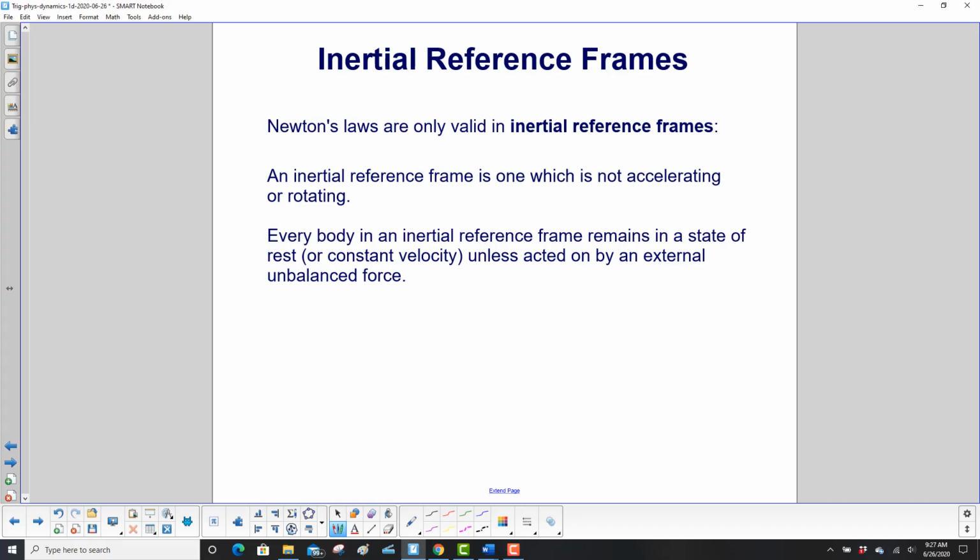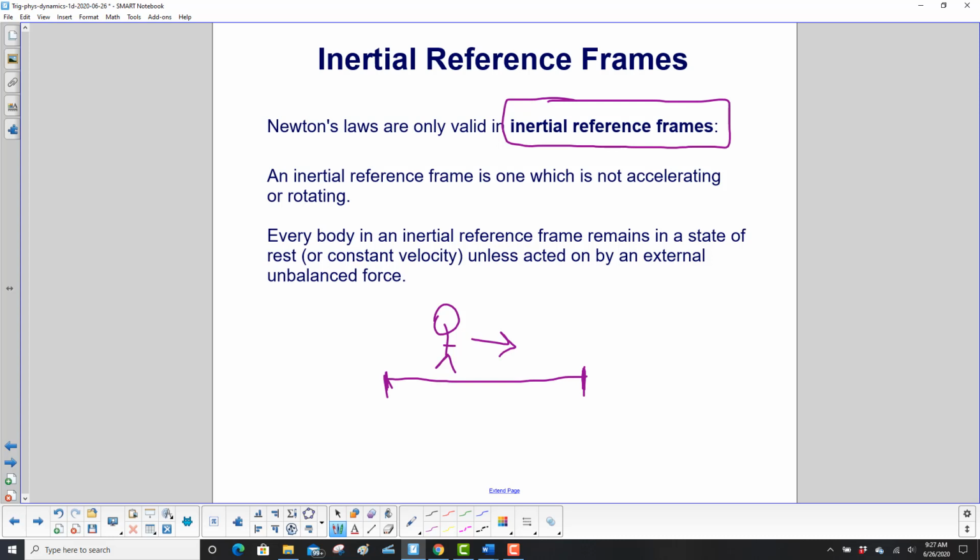Newton's laws are only valid in inertial reference frames. And we've only shown one law, and we haven't even talked about reference frames yet. But an inertial reference frame is one which is not accelerating or rotating. And all a reference frame is, let's say you're walking down the street. We can say the reference frame is the ground. And relative to the ground, your position can be discussed. And also your motion, your velocity and your acceleration can be discussed. So that's a reference frame. It's just something you measure your position, velocity, and acceleration from.